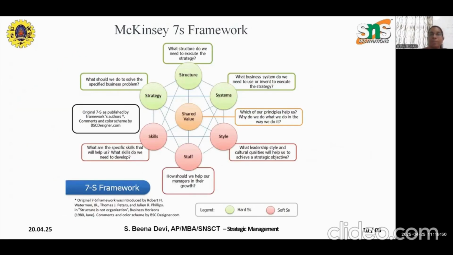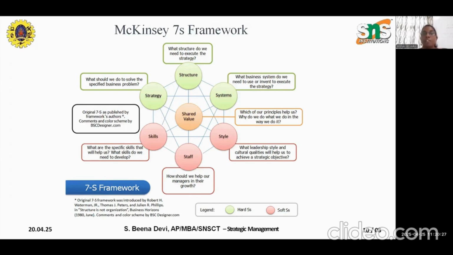So let us get deep into what each S is all about. First and foremost will be the structure. What structure do we need to execute the strategy? That needs to be identified. Then the systems. What business systems do we need to use or invent to execute the strategy? And next comes the strategy. What should we do to solve the specific business problems? So these serve as the hard elements of the McKinsey framework.